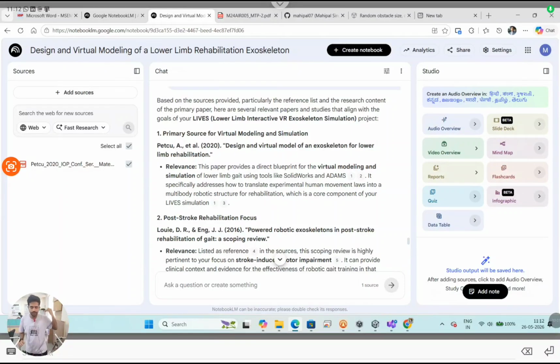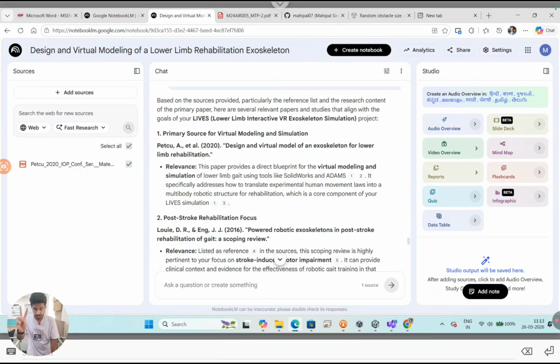So now I'm going to continue my research paper study related to my project. Based on the sources that I gave to NotebookLM, my source is the MTP thesis that I wrote. Based on the source provided, it gave several relevant papers. Starting from the relevant papers I studied yesterday, for today I will study the next one.